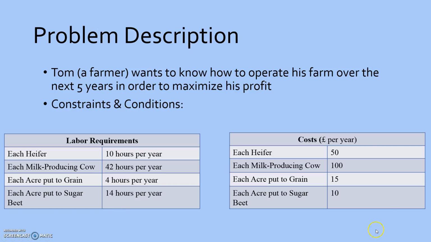And then over here we have some costs and just how much each of the cows cost. You can see the heifer costs 50, the milk producing cow costs 100, and then you can see the acres for the grain cost 15, and each acre for the sugar beet costs 10. And those were just some of the simple constraints and conditions I was given. I'll go into more detail about more of the constraints in the later slides, but here was a very good problem description, and it lays out what I started to work with.